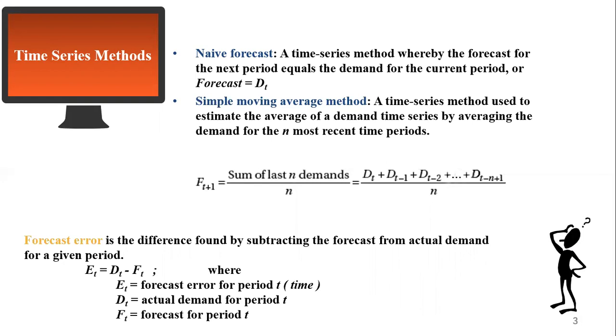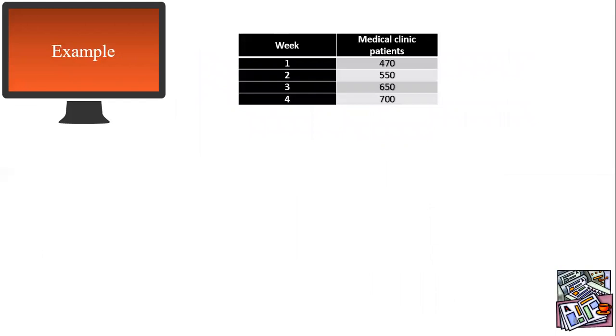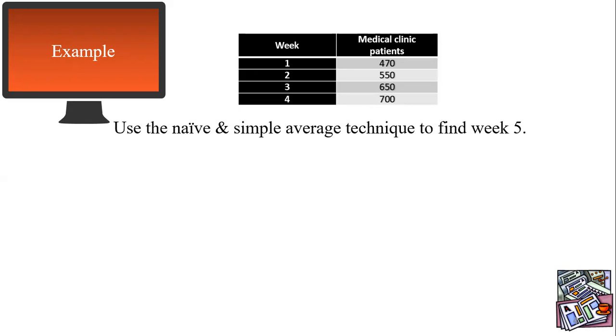Let's see how we can interpret this. I will give you data for a medical clinic's patients, with the actual demand for the previous 4 weeks. In the previous 4 weeks, we have 470, 550, 650, and 700 patients. And you are trying to estimate what is going to happen in the 5th week. You have two techniques you can apply here, the naive and the simple average, to find week 5. Using the naive approach, the actual data of week 4, which is 700, will be exactly the forecast for week 5.